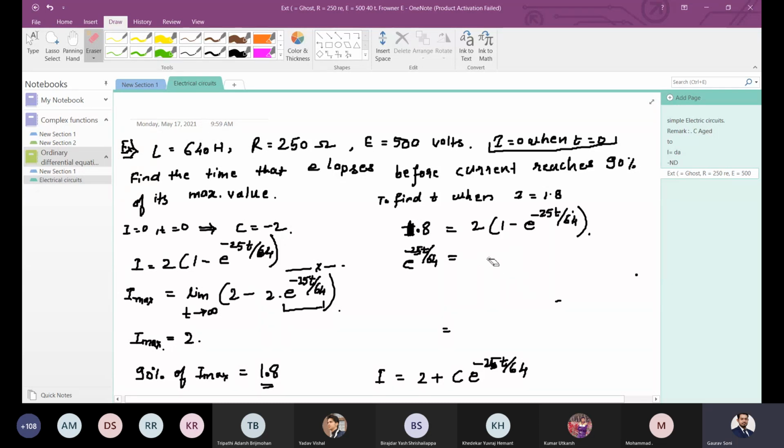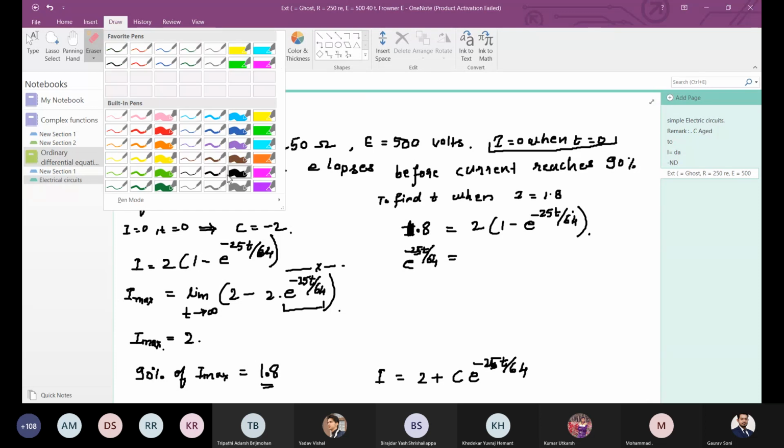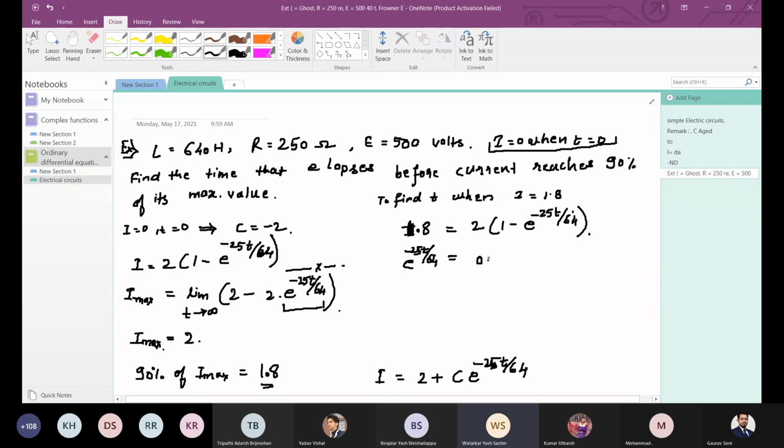This one you are saying 0.1. Okay. So is the answer 2.56 seconds? No, no. Which log are you using? Oh, sorry. So t is equal to minus 64 upon 25 log of 0.1, which is nothing but 25 upon 64.